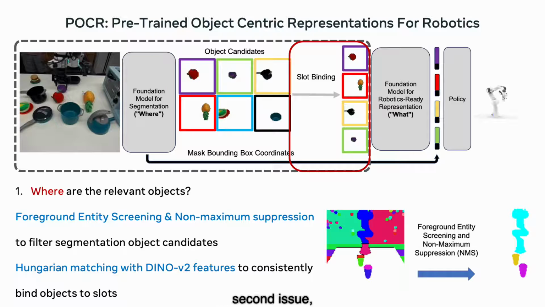And to address the second issue, we use a Hungarian matching scheme with DINOv2 features to bind objects to temporally consistent slots.